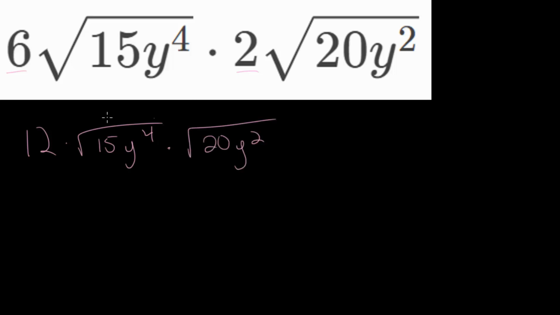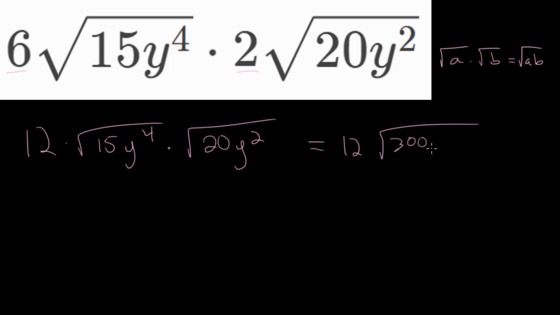Then we have the square root of 15y to the 4th, and we're multiplying by the square root of 20y squared. With square roots, if we are multiplying two square roots together, we can combine them into one big square root where everything under the square root is then multiplied together. In other words, if we have root a multiplied by root b, this is equal to the square root of a times b. Writing this all as one multiplication problem, we have 15 times 20, which we could write as 300, or we can keep them separate. And we have y to the 4th times y squared, which is y to the 6th power.